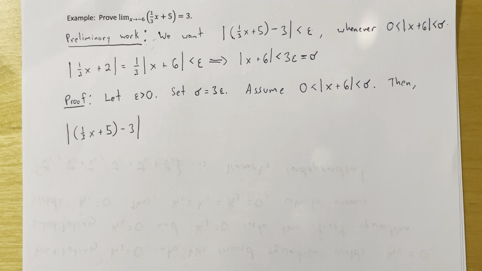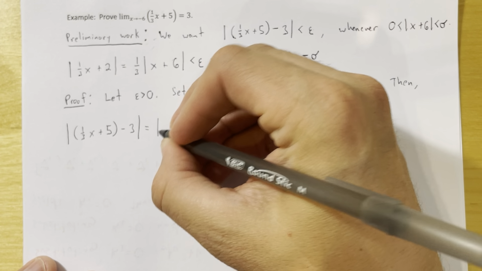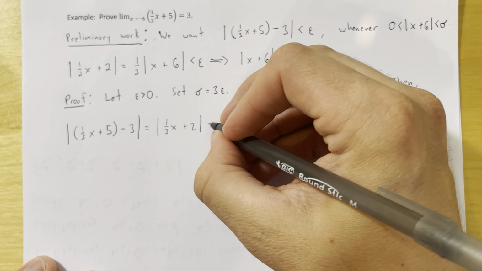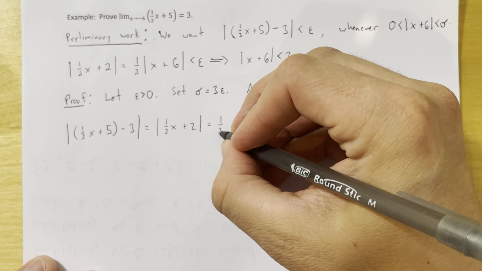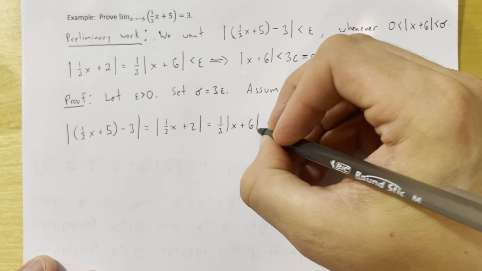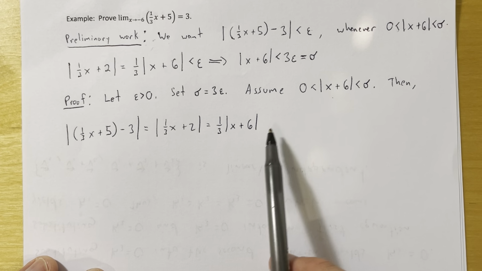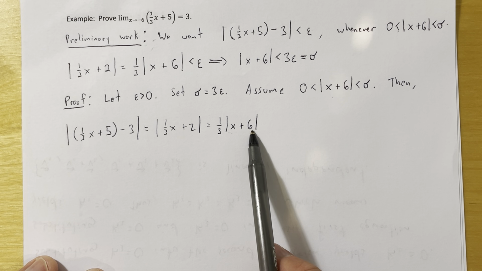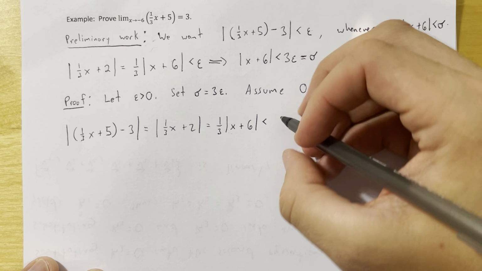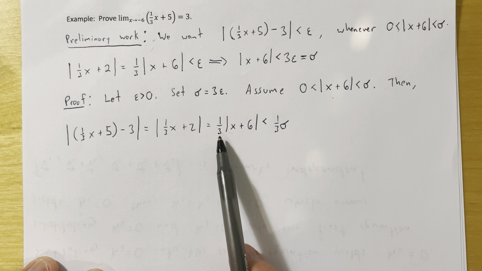And what we're doing now is a little bit of algebraic work. This is equal to the absolute value of 1/3 x plus 2. Doing the same factoring that we did before, we could pull a 1/3 out, which is equal to 1/3 times the absolute value of x plus 6. And this step is where we use this assumption. So we have assumed that the absolute value of x plus 6 is always less than delta. Using that here, this would say that this is less than 1/3 delta. Okay, because I have this 1/3 out here.